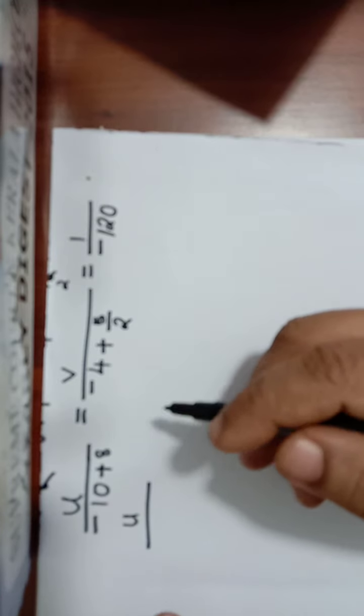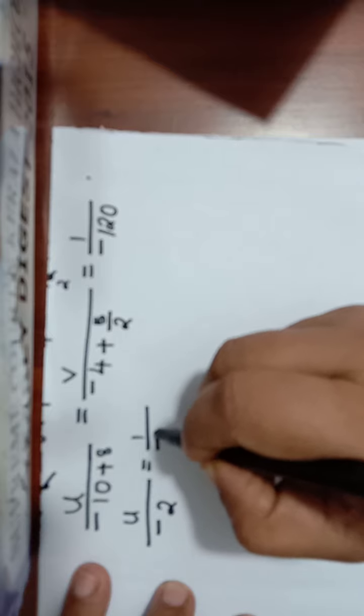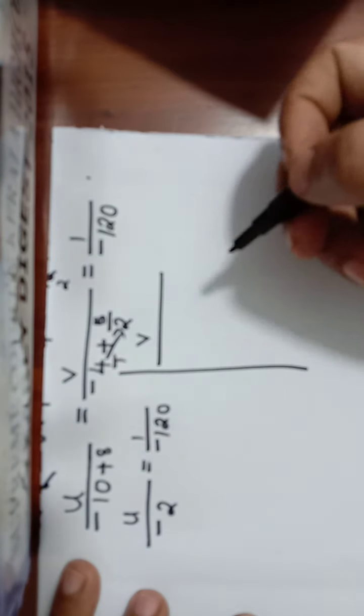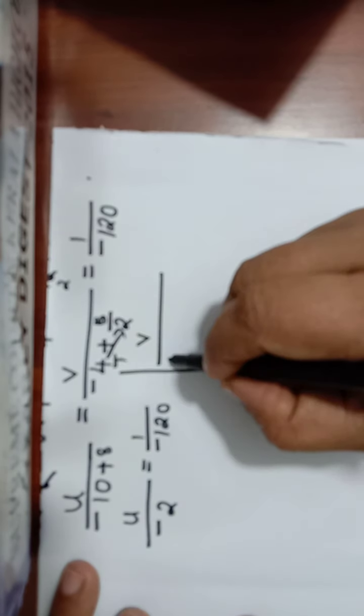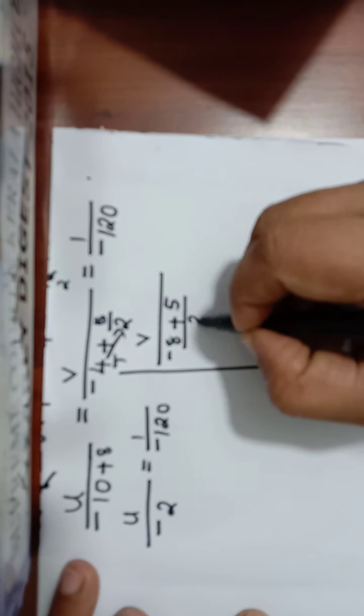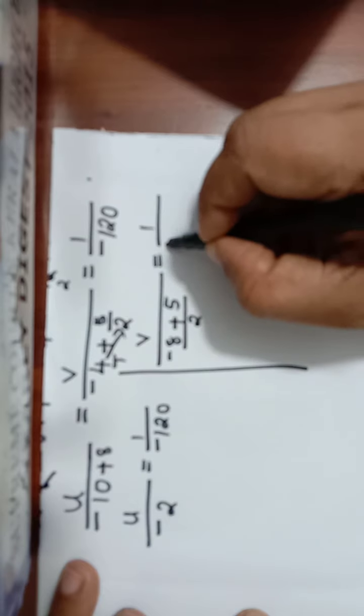First and last we will equate. So we have like this. U by negative 10 plus 8, negative 10 plus 8 equal to negative 2, equal to 1 by negative 120. Other part is V by, this is like cross multiplication again. Negative 4 into 2, negative 8 plus 1 into 5 divide by 2. That's equal to 1 by negative 120.